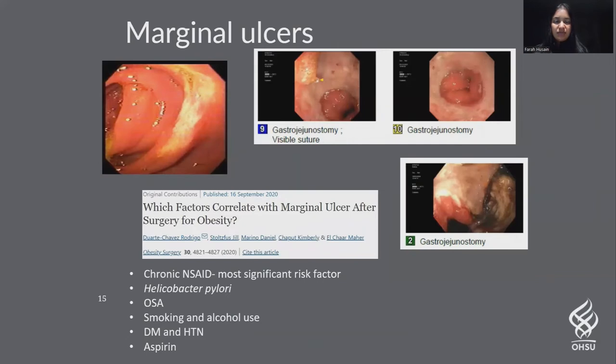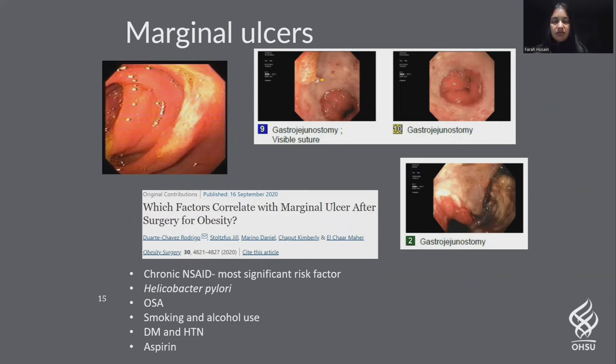Marginal ulcers occur for varied reasons, but the two most common are anti-inflammatory medication use, such as ibuprofen or naproxen, as well as smoking and nicotine exposure. However, in studies that have looked at factors correlating with marginal ulcer, even things like sleep apnea, diabetes, and hypertension seem to increase the rate of marginal ulcers. The rate overall can range from anywhere from 4% to 16% in the literature, so it's extremely varied.